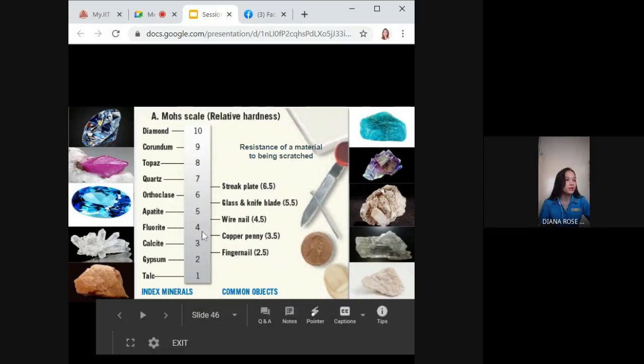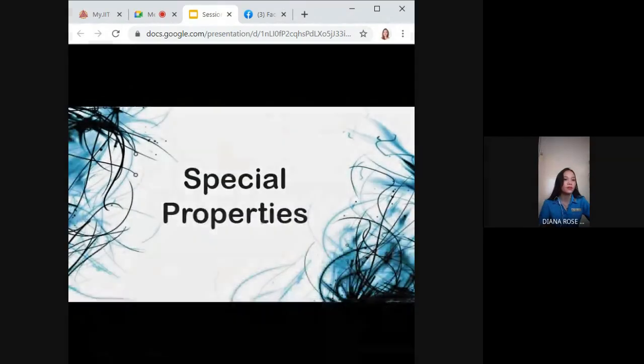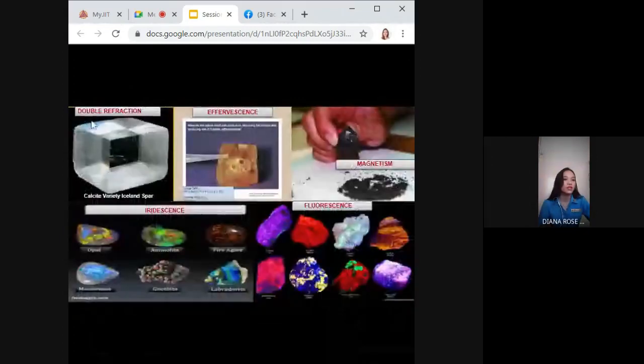And then we also have these special properties of minerals. First we have double refraction. Double refraction happens when light is passed through a special material like calcite, and it is split into different rays of light. And then we have effervescence. Effervescence is the formation of gas bubbles in a liquid by chemical reaction, just like this one. And then we have magnetism. Magnetism is when several minerals react when placed within a magnetic field.